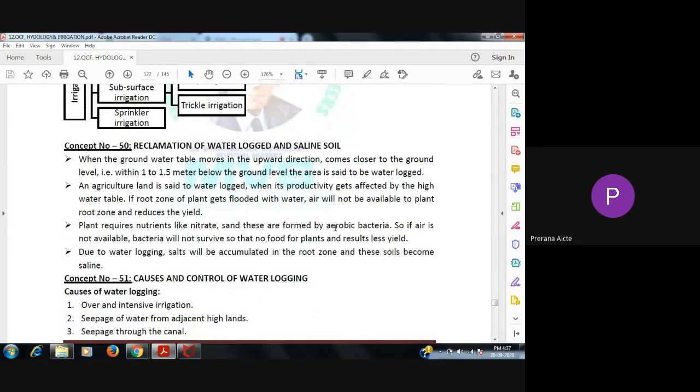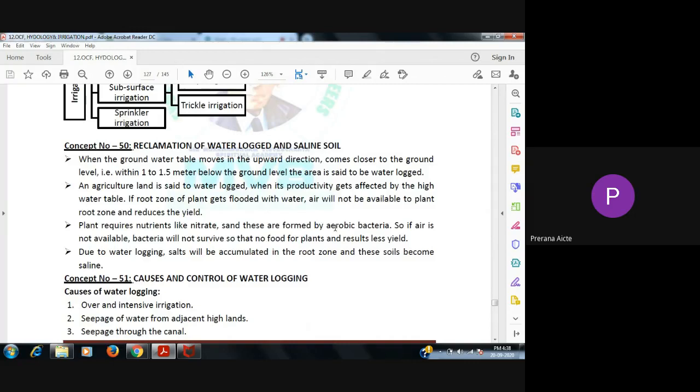So what is meant by waterlogging actually? Waterlogging occurs due to seepage. For example, in your village, we have a tank. If the tank is filled, the surrounding fields are always moist. That condition is called waterlogging.